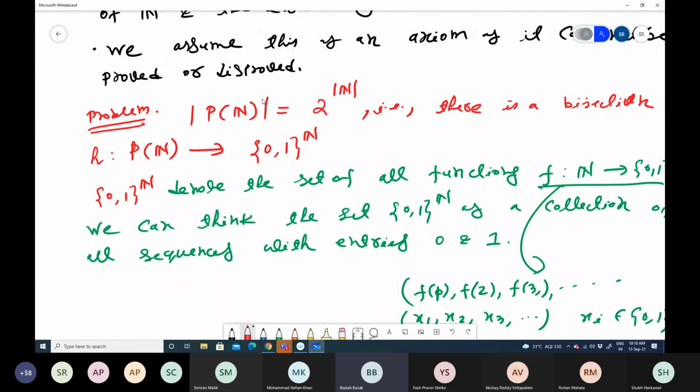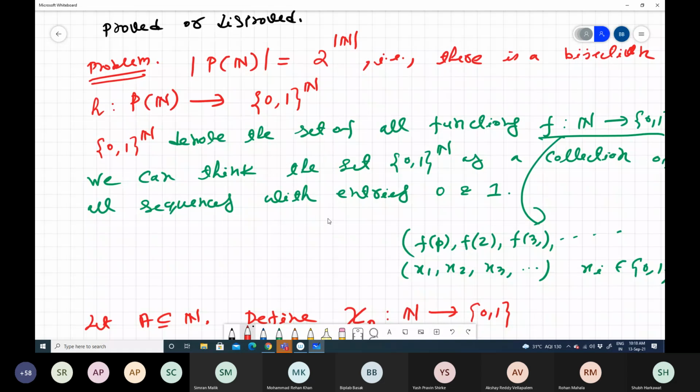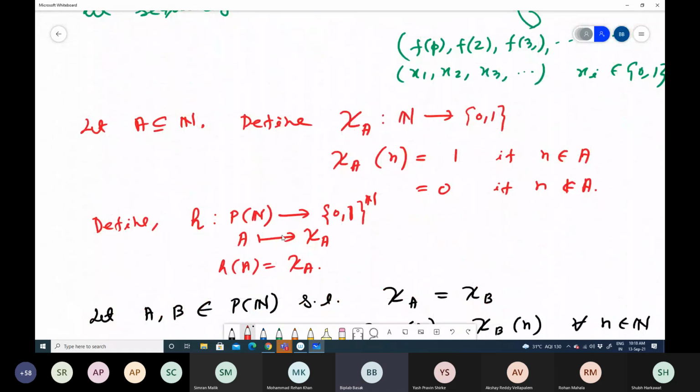The problem is you have to show that this and this have the same cardinality. So that's when we prove that there is a bijection from this to this. And this is my bijection. And we will prove that if we define it in this way, then H is a bijective function. Not clear?